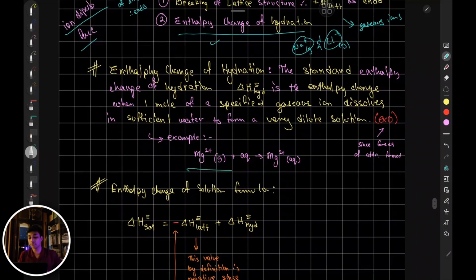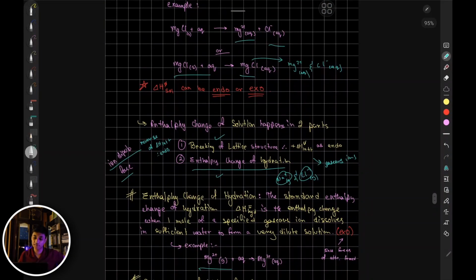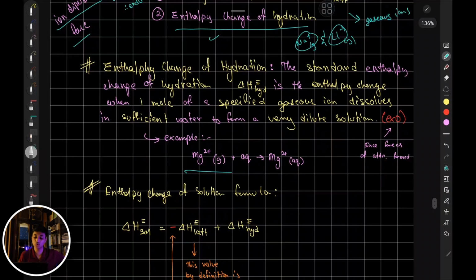Great. An example: Mg2+ (g) plus water forms Mg2+ (aq). This is the process of hydration. It might look quite similar to the first equation, where it was enthalpy change of solution. But remember, in enthalpy change of solution, your starting product is the ionic solid, and the ending product is the aqueous compounds. In case of hydration, you're starting off with the gaseous ions and ending with aqueous ions. Great.